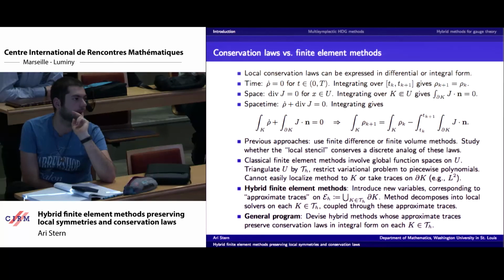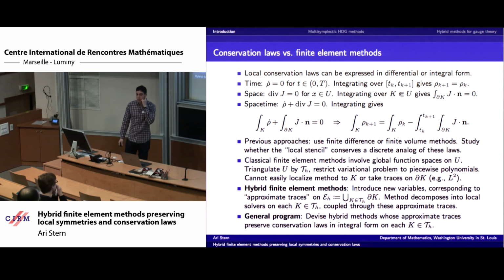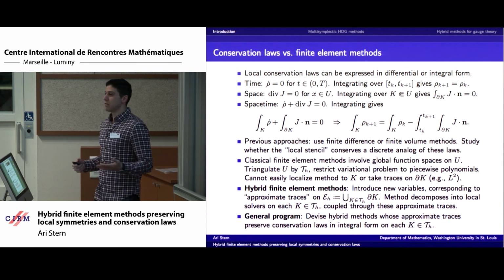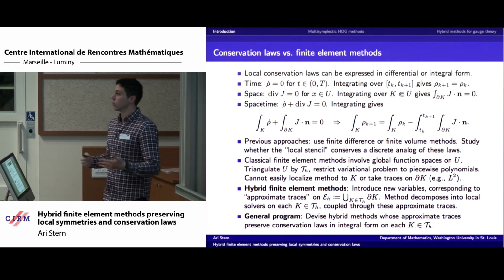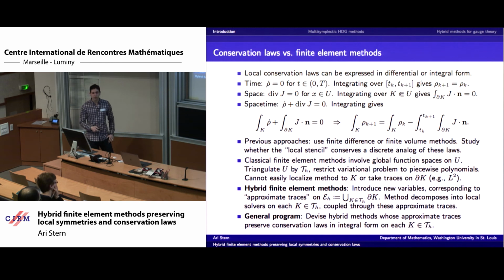So the general idea that I've been working on, and I'm going to talk about this general idea and two particular instances of it, is basically to take PDEs that have some sort of conservation law or local symmetries, come up with hybrid methods, and look at whether the conservation laws are satisfied in the sense of these approximate traces, these new variables that live on the boundary. So that's the general idea that I'm going to be telling you about today.